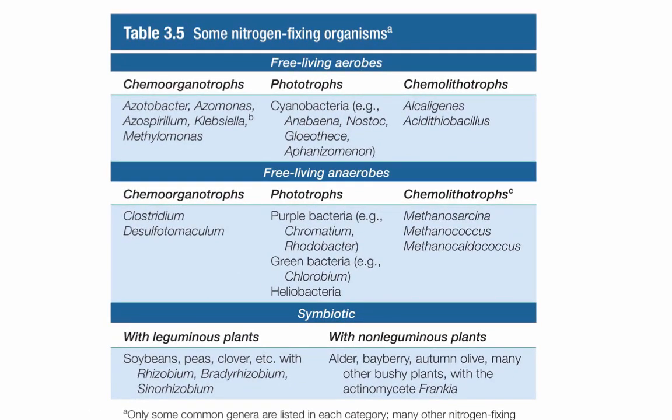So this table here shows some of the nitrogen fixing organisms. Some of them are going to be chemoorganotrophs, like azobacters. Other ones are going to be phototrophs, like cyanobacteria. And some of them are going to be chemolithotrophs, like alkaligenes. Those three examples that I gave you are from free-living aerobes. You also have free-living anaerobes, Clostridium microorganisms in the chemoorganotrophs. You have some of the purple photosynthetic bacteria like Chromatium or Rhodobacter. And you have some of the chemolithotrophic bacteria like Methanococcus. Those are the examples of the free-living organisms able to fix nitrogen.